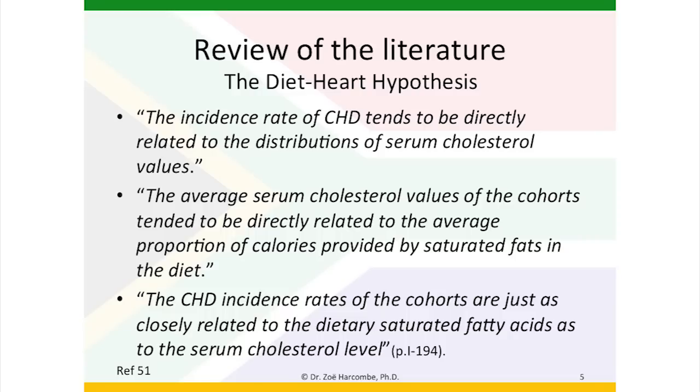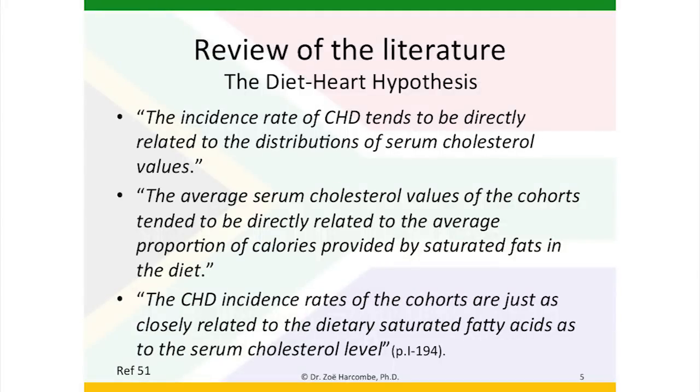First of all, he said that the incident rate of coronary heart disease tends to be directly related to the distributions of serum cholesterol values. Serum just means blood cholesterol values. The average blood cholesterol values of the cohorts, the 16 parts of countries that Ancel Keys studied, so there were 7 countries and 16 cohorts within those 7 countries, tended to be related to the average proportion of calories provided by saturated fats in the diet.